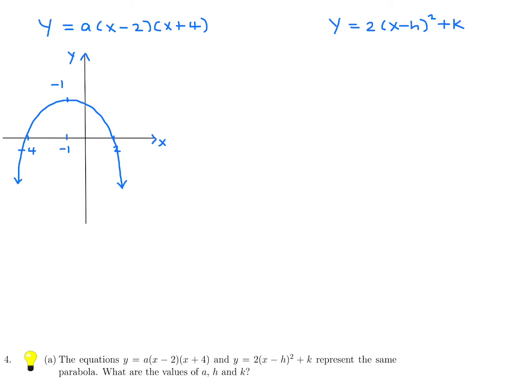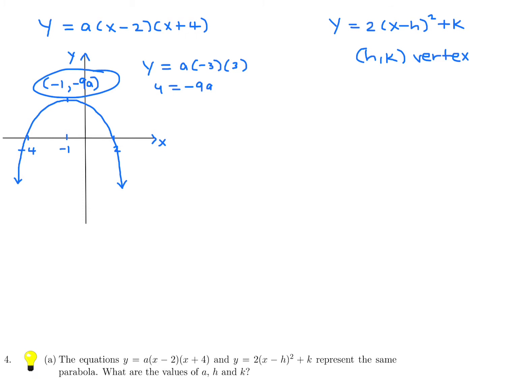And the y coordinate, I don't know. But I can substitute negative 1 into this equation for x. So y is equal to a times (negative 1 minus 2, which is minus 3) times (negative 1 plus 4, which is 3). So y is equal to minus 9a. Okay, that's pretty decent progress. That form is interesting because it tells me that (h, k) is the vertex. That's why they put it in that form. Well, we can deduce that the vertex is negative 1, minus 9a. So that tells me that h is negative 1. So that's the first value that I get.